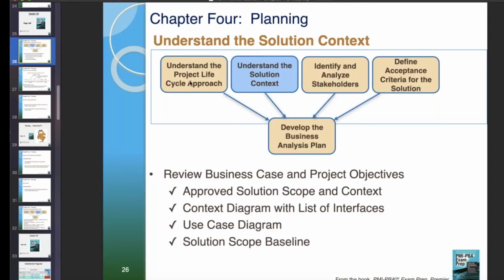So that's understand project life cycle approach. There were 4 life cycles: predictive, adaptive, iterative, and incremental. Understand the solution context. Review the business case and project objectives. Approve solution scope and context. Context diagram with a list of interfaces. Use case diagram. And a solution scope baseline. Remember, solution means product.